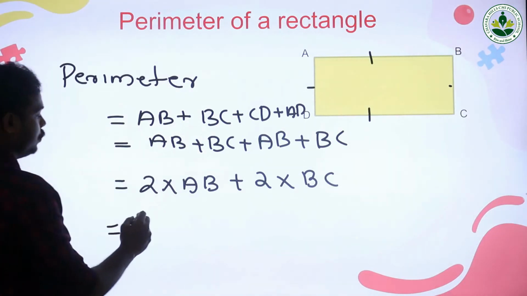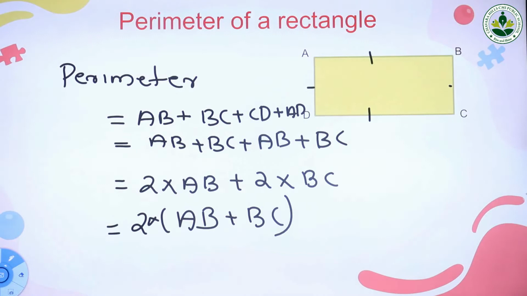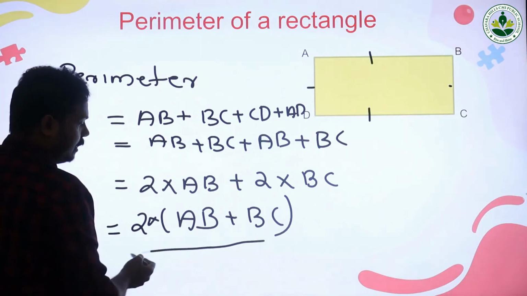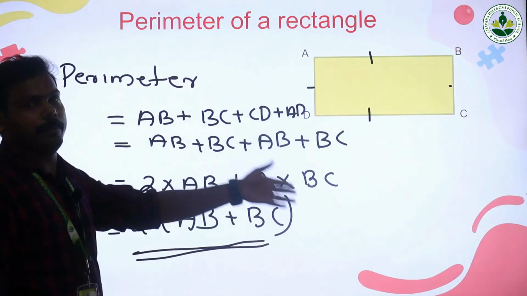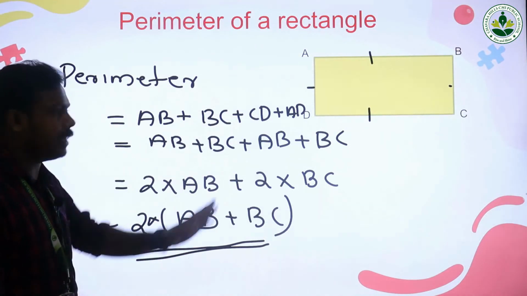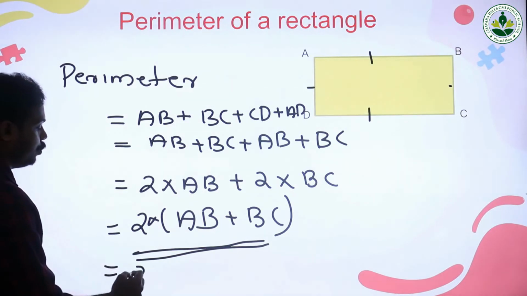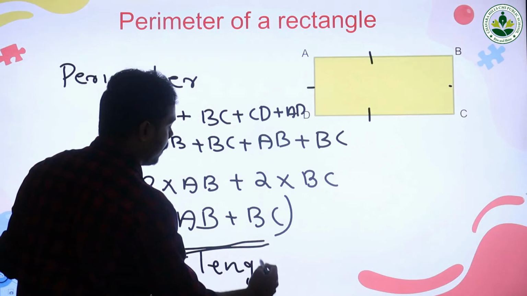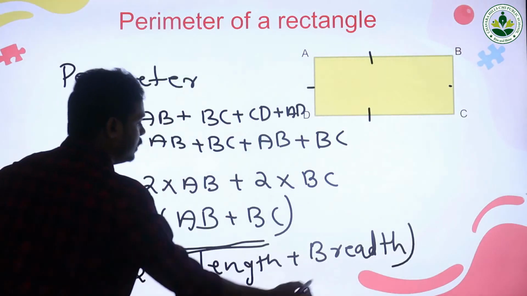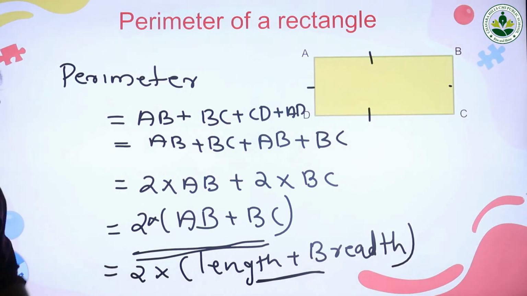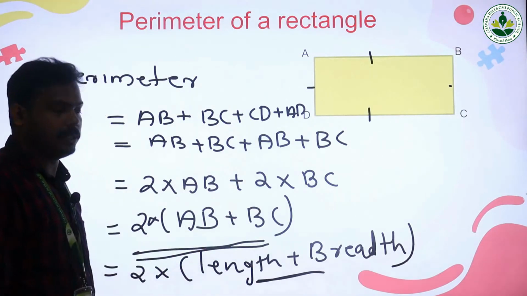From here, we can write 2 into AB plus BC. This is the perimeter of a rectangle: 2 into length plus breadth. Here we can see AB is the length and BC is the breadth. So the perimeter of a rectangle equals 2 into its length plus breadth. This is the formula to find the perimeter of a rectangle: 2 into L plus B, 2 into length plus breadth.